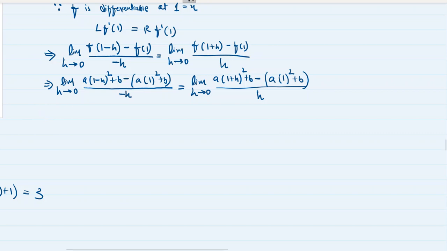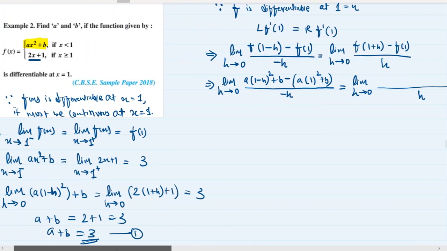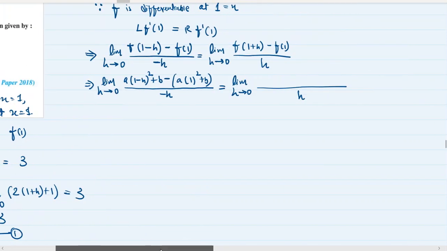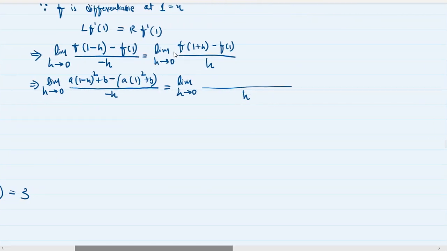One second, we made a mistake here. The definition of the function will change. Why? Because we are approaching 1 from the right hand side, and for numbers greater than 1 the definition of the function is 2x plus 1. So in 2x plus 1 we have to put this value, so f of 1 plus h is 2(1 + h) + 1, minus (2(1) + 1).